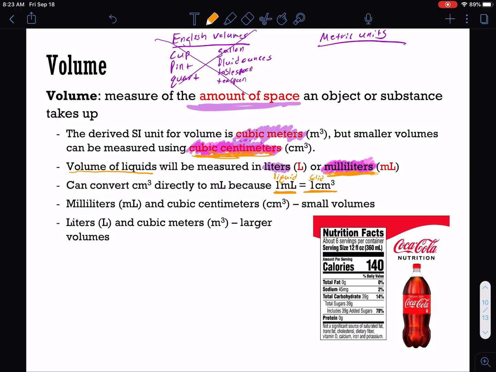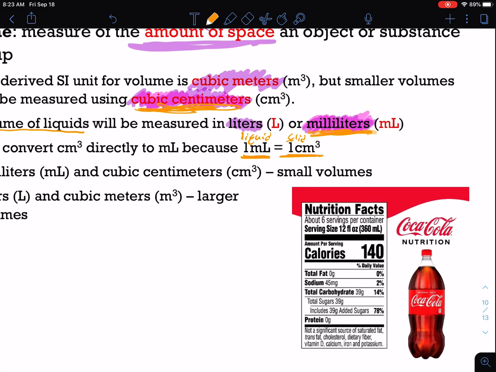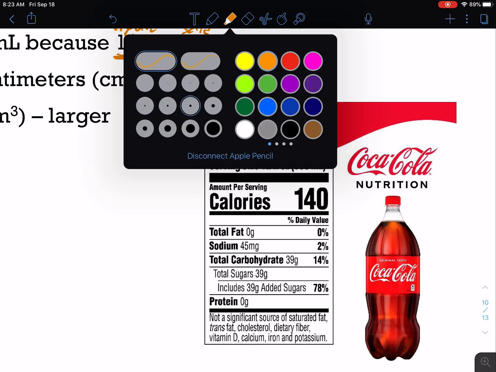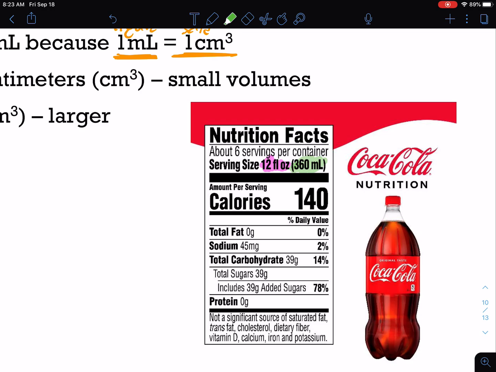Now, milliliters and centimeters are going to be for small volumes, typically. Liters and cubic meters are going to be for larger volumes. In liters, you're typically used to seeing the term liters in a 2-liter bottle of soda. Now, I don't have a 2-liter bottle here, but we do have a picture of the 12 fluid ounces, or 360 milliliters. So we have 12 fluid ounces, which are your English, and you have 360 milliliters, which is your metric. And that's where you normally see them used on liquid containers. You'll see them one time there on the back. You'll also see them up here on the front, showing you how much the volume is in each one.